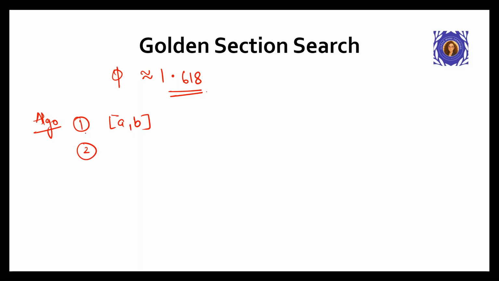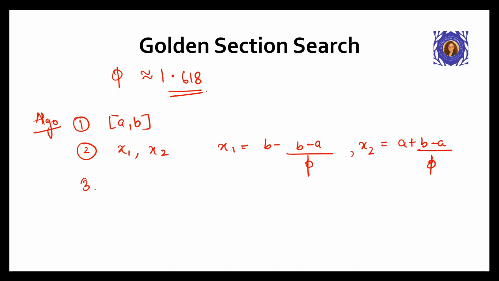The next step involves computing the 2 points using the golden ratio, and these are similar to the Fibonacci search, that are x1 and x2. For x1, you can have b minus (b minus a) divided by phi, and for x2, you can have a plus (b minus a) divided by phi. Step number 3 is similar, computing the values of f(x1) and f(x2). Step number 4 is to update the interval by discarding the worst region. And lastly, we need to repeat until the interval is sufficiently small.